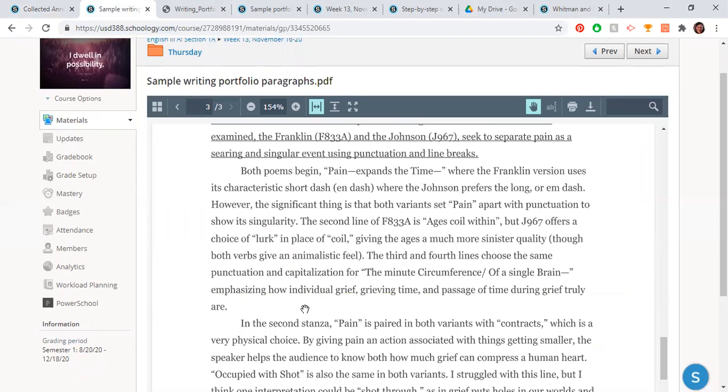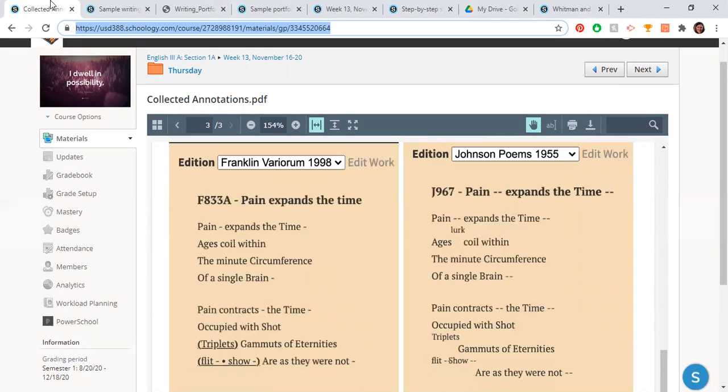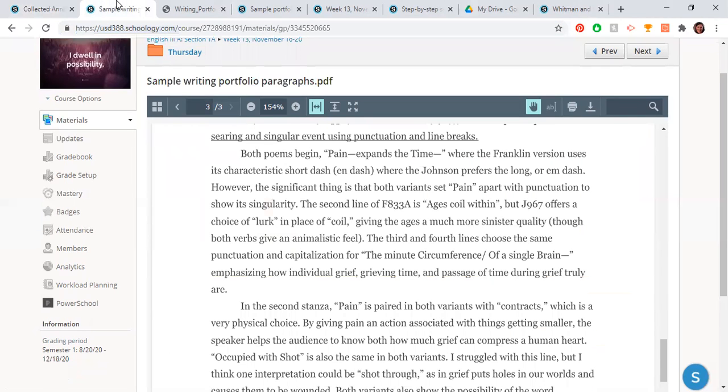Both poems begin Pain Expands the Time, where the Franklin version uses its characteristic short dash, that's called an N dash, where the Johnson prefers the long or M dash. However, the significant thing is that both variants set pain apart with punctuation. So we see pain, it's separated here, it's separated here. The second line of Franklin is ages coil within, but the Johnson offers a choice of lurk in place of coil, giving the ages a much more sinister quality, though both verbs give an animalistic feel. When you hear the word coil, you think of snake. When you hear the word lurk, you think of some animal creeping around.